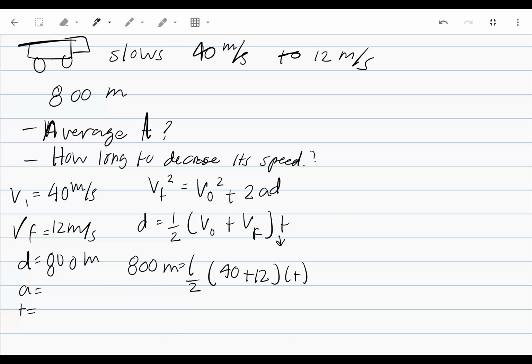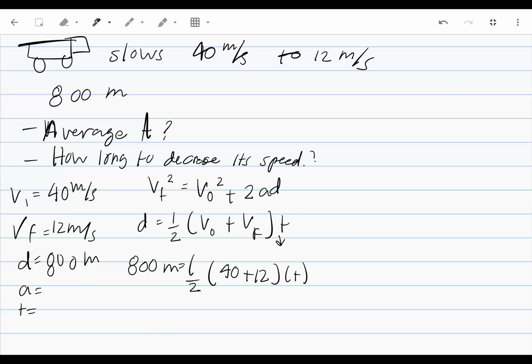How do you know what to plug in? It depends on what it's asking you. In this example, it's asking how long did it take to decrease from 40 to 12. In other examples, it can ask how long it took to decrease from point A to point B, C to D, E to F. You just have to know what you're looking for and put two and two together. If you guys want a video on that, I can also help you find out how to do that.